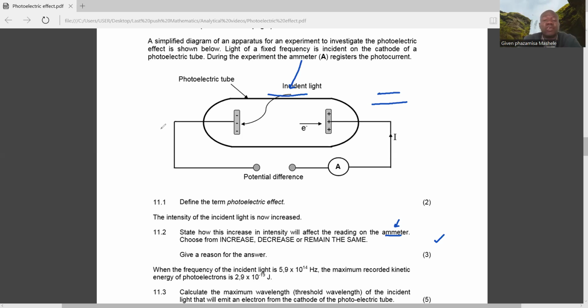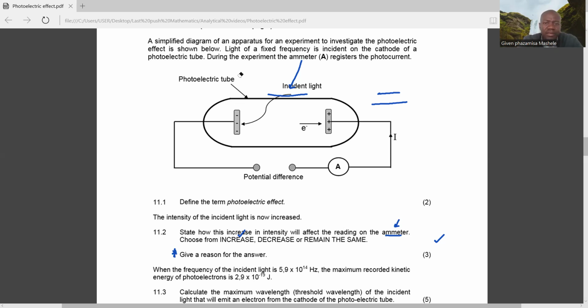I hope you got the answer. The answer is increase. The ammeter reading will increase. Why? An increase in intensity implies more photoelectrons per unit time, which will result in an increase in current. And if there is an increase in current, it means the ammeter reading will also increase. So I believe you understand this one. Now we can move on to the next question because I know you understand this.